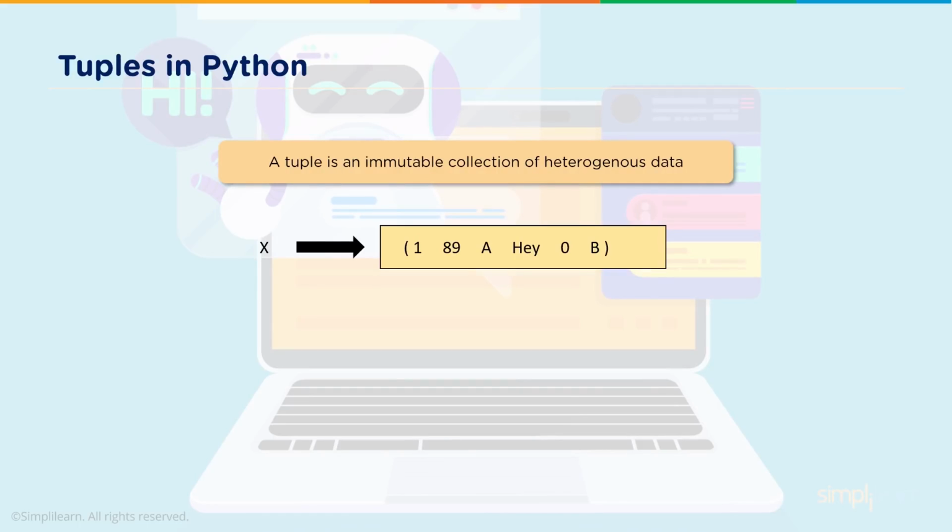And what this means is a tuple is an immutable collection of heterogeneous data. Big mouthful there. What it means is once I set the tuple, I can't go in there and change one piece of it. As far as the tuple is concerned, that's one variable. Where a list is a list of subvariables, 189, a, hey, 0, b. A tuple, you can't change anything in here. Now you can access it the same way you do a list, but you can't make any changes on this tuple other than completely overriding it.